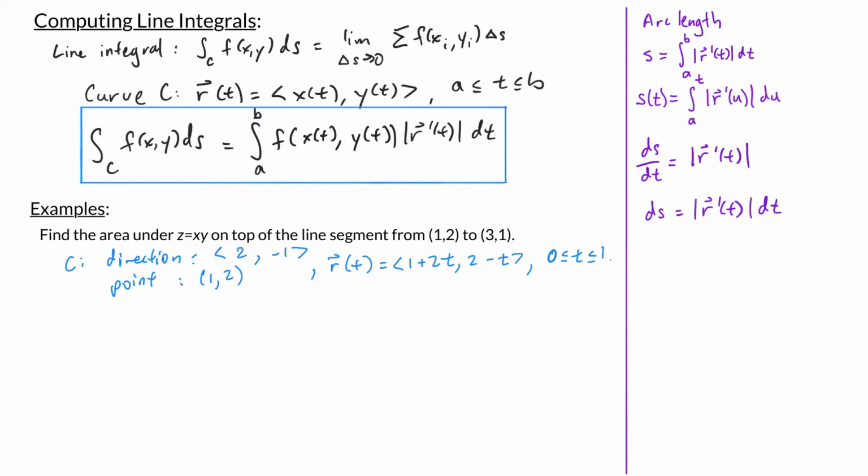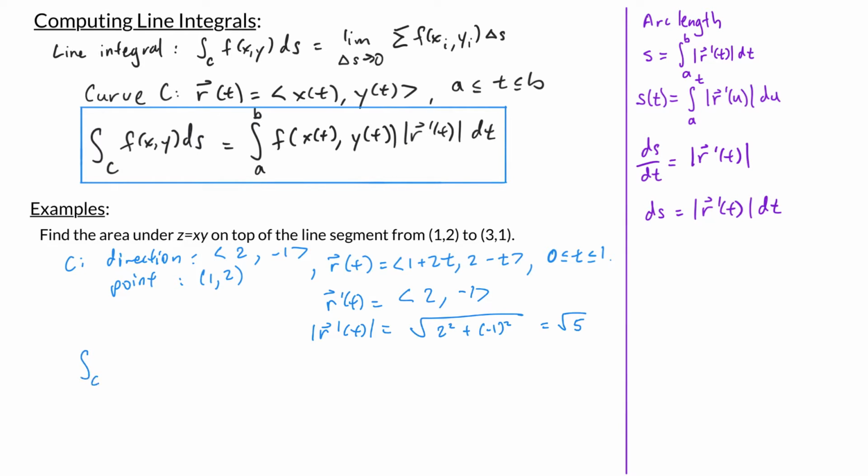Before we compute the line integral, we also need to figure out the magnitude of r prime of t. So let's first calculate r prime. We have r prime of t, that's just (2, negative 1). So the magnitude of r prime of t is the square root of the x component squared, which is 2 squared, plus the y component squared, that's negative 1 squared. So we have the square root of 5 here.